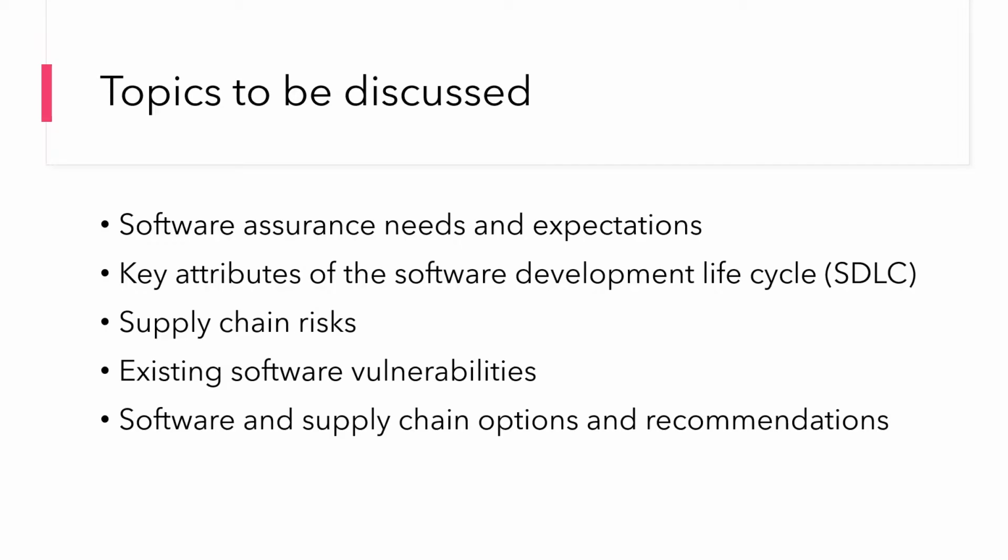Topics to be discussed include the software assurance needs and expectations of the organization, key attributes of the software development lifecycle, supply chain risks, existing vulnerabilities within currently used software, software options and recommendations, as well as supply chain options and recommendations.